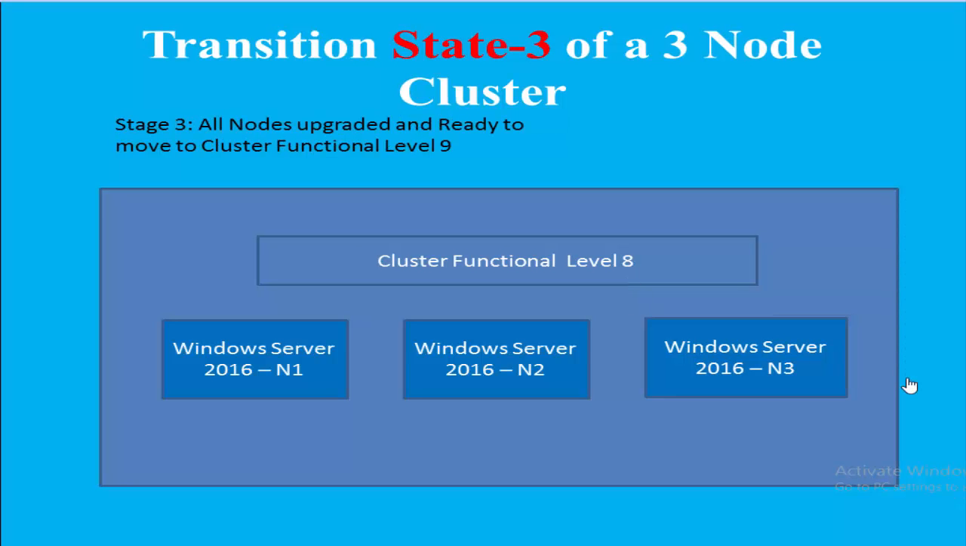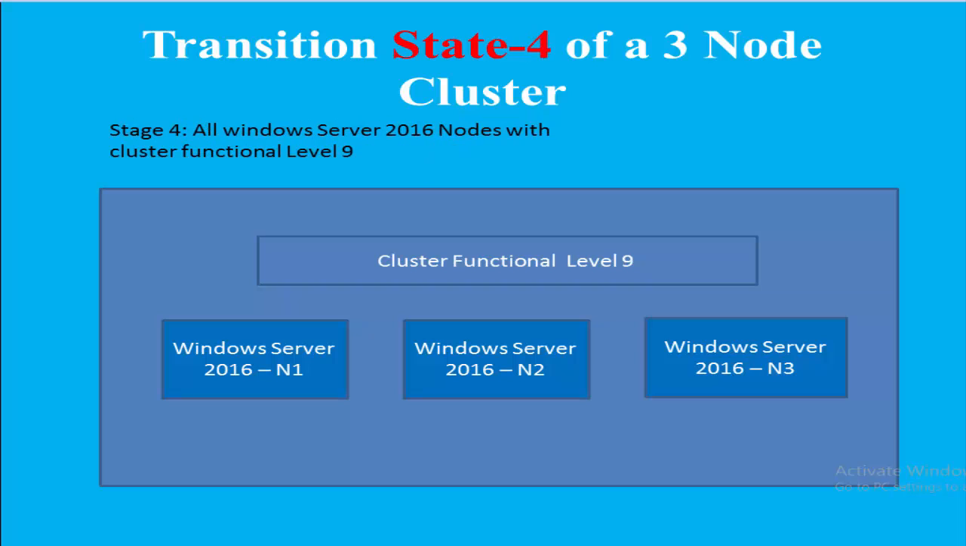In state 3, all nodes have been upgraded to Windows Server 2016 and the cluster is ready to move to the next functional level, 9. Till this point, all the steps are reversible. Once you move to cluster functional level 9, your cluster is ready to use all the new features of the 2016 cluster.